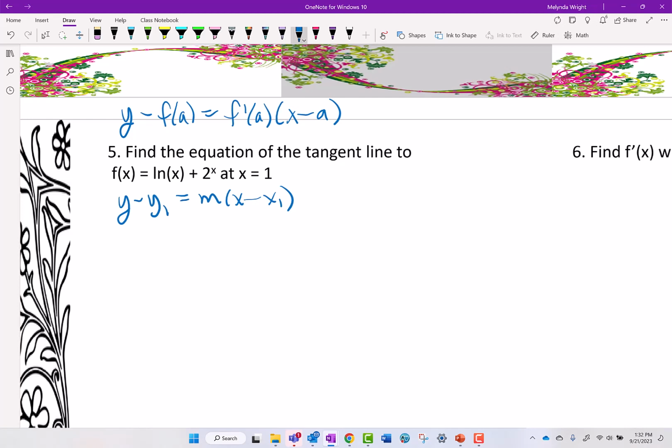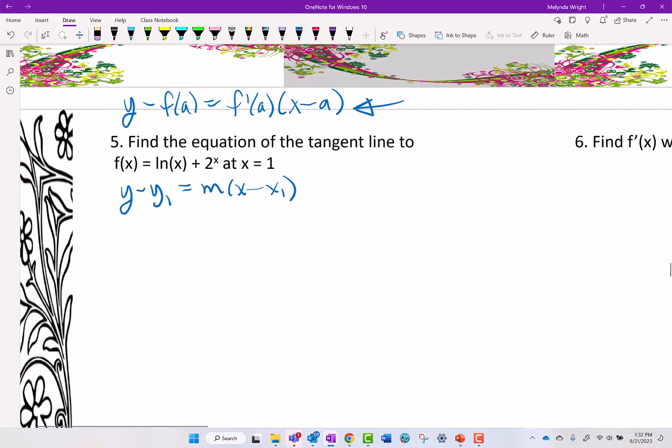This one is more formal. It's more specific to exactly what we're doing, but this one I am fine with too. Since it's my favorite, we can use that one too. All right, so what do we know? We need the y value of this point. This is the x value. We need the y value. So I need to find f of 1. That's ln of 1 plus 2 to the 1.